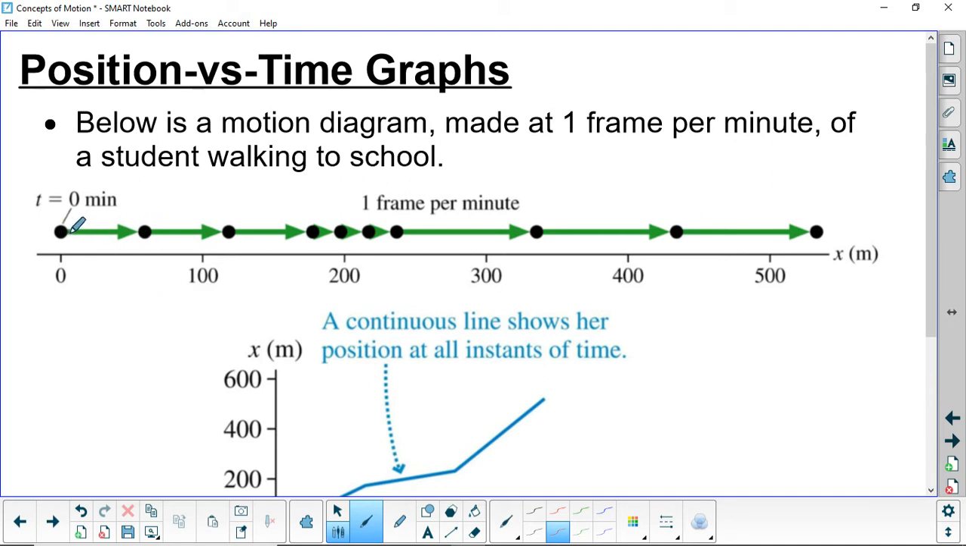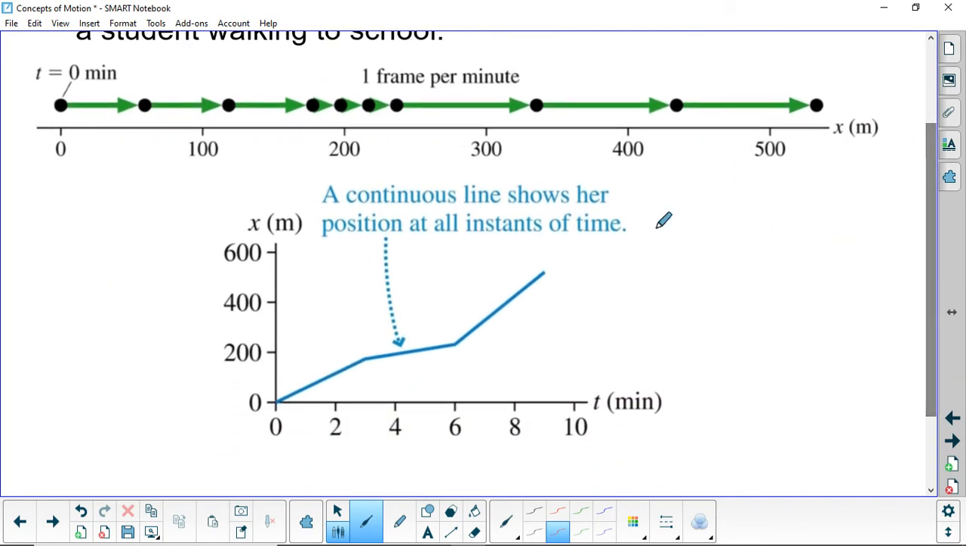And if we started a stopwatch and put more points on here, if we just doubled the number of points or tripled it, eventually we'll get enough points that if we take those distances and transfer them to a graph, we can get a smooth graph that shows where that student is at all instants of time. And that's what a position versus time graph is. It shows where someone is all the time. And I want you to understand where this graph comes from as it relates to a motion diagram. You should know how these two relate to each other.